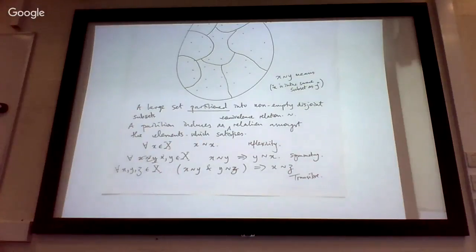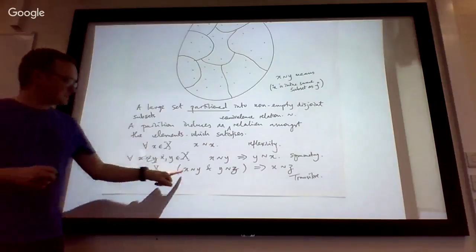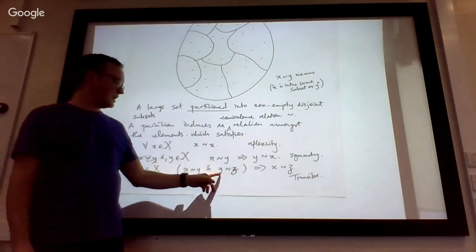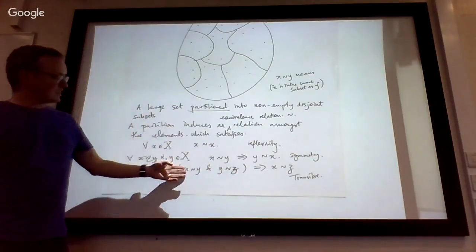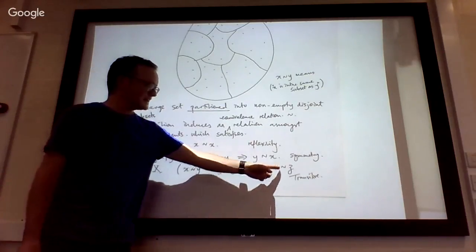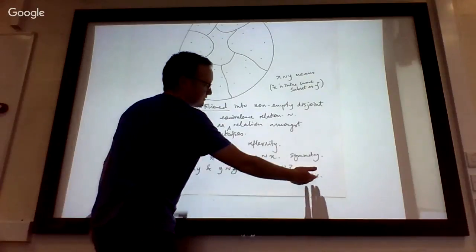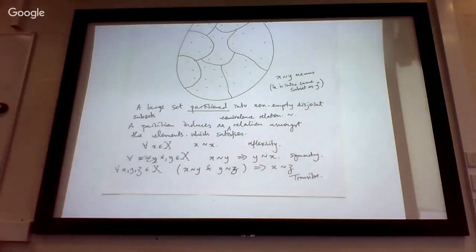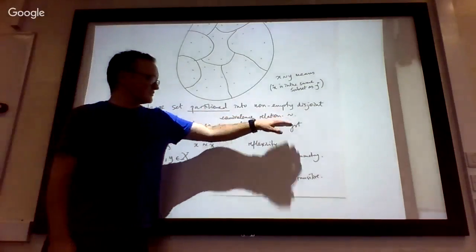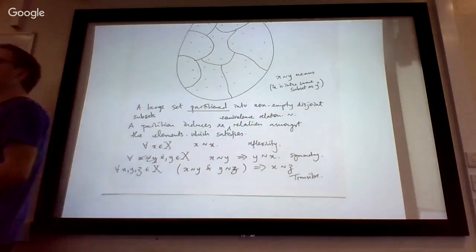This, if you like, is saying that the relationship travels through intermediates. If x is related to y, and in turn, y is related to z, that means the relationship kind of travels through y, and it implies that x is related to z. That property is called transitivity, the relation being transitive. And an equivalence relation is a relation that satisfies all three properties.